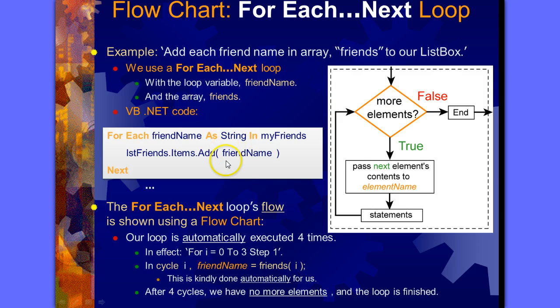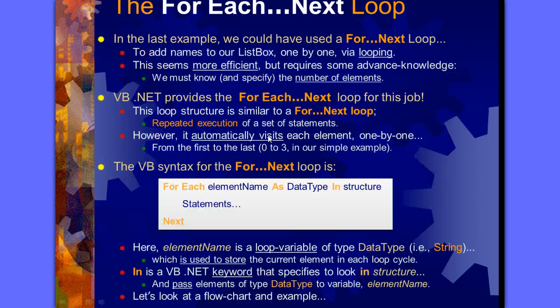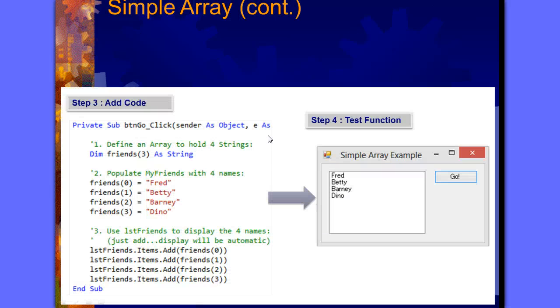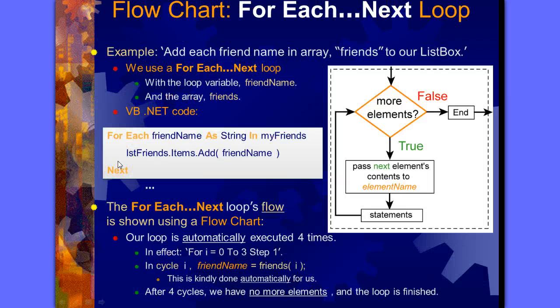Oh, yeah. Now he's changed this to my friends, but it was originally just friends, right? Anyway, I think he's talking about an array called my friends. Okay, so we do this for each friend name, and you can use any variable name here you want, as string. These are all strings in my friends.